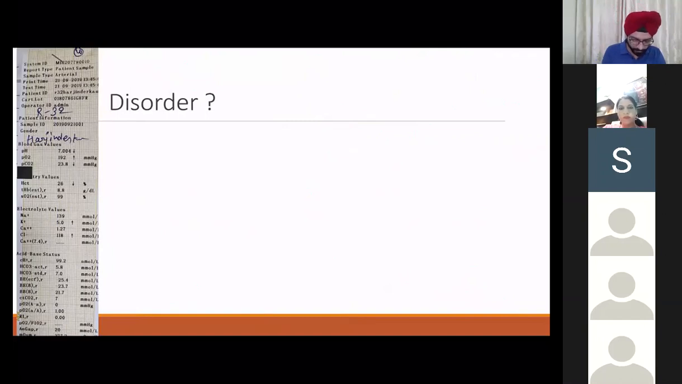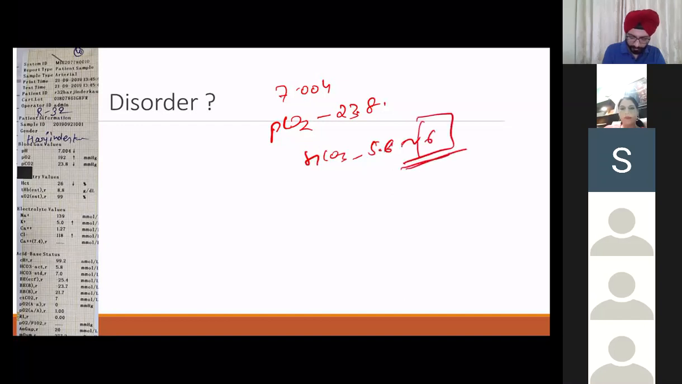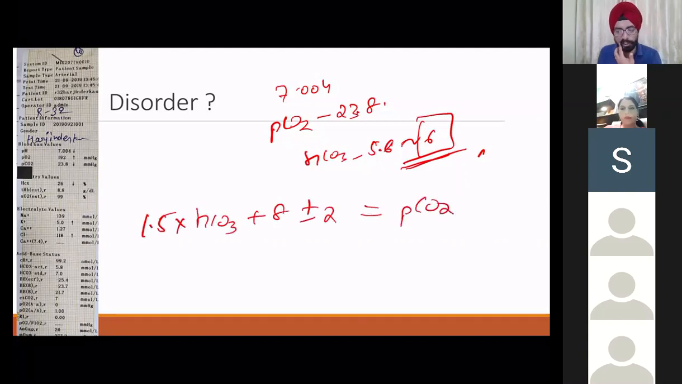Okay, so pH is 7.004, PCO2 is 23.8, bicarbonate is 5.8. Let's take it as 6. What is going on? So this is also a metabolic acidosis, correct? Just to ingrain the formula in your head, I've put up this ABG again. The formula is 1.5 into bicarbonate plus 8 plus minus 2 is the expected PCO2 in case of metabolic acidosis.